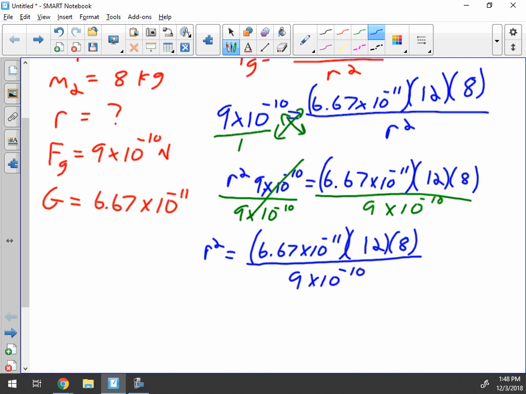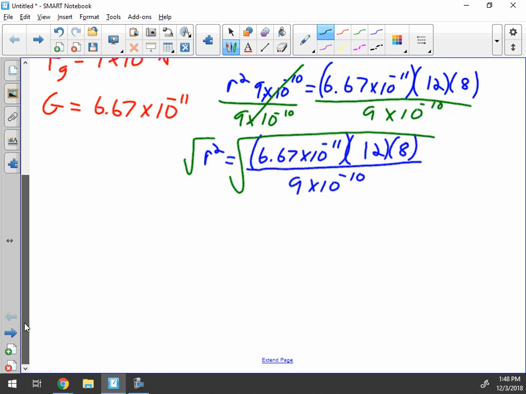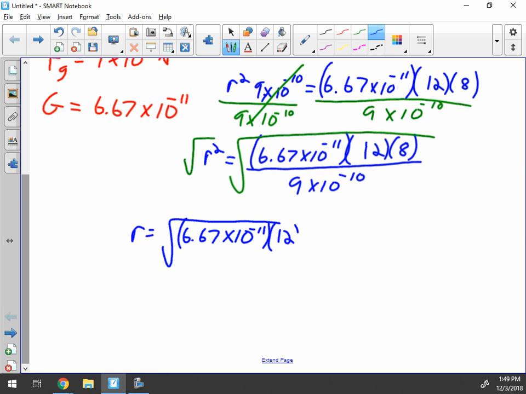And the final thing I'm going to do to solve this is take the square root of both sides to get R. So I will have, finally, R equals the square root of 6.67 times 10 to the negative 11 times 12 times 8 divided by 9 times 10 to the negative 10.